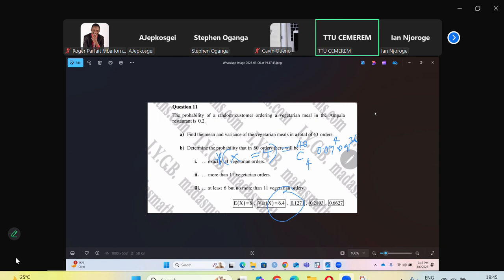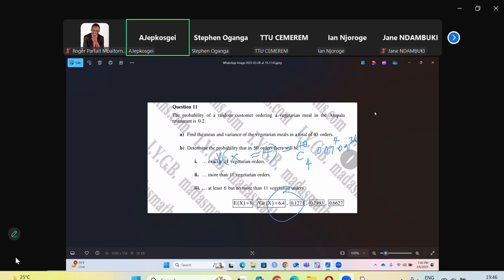Guys, we need to read it keenly. The probability of a random customer ordering a vegetarian meal in Ampala restaurant is 0.2. Find the mean and variance of the vegetarian meals in a total of 40 orders. So what is the issue? If it is binomial, which it is, what are the two options? Ordering a vegetarian meal or not ordering a vegetarian meal?